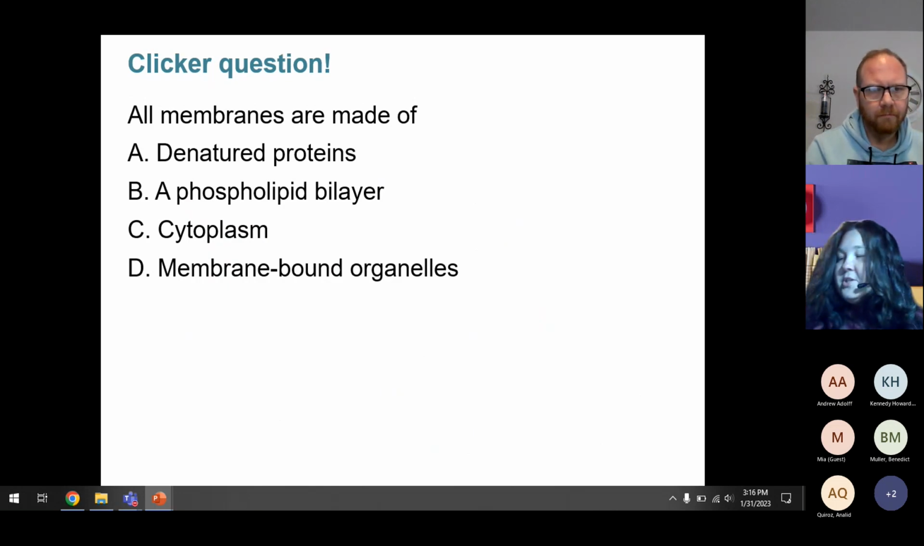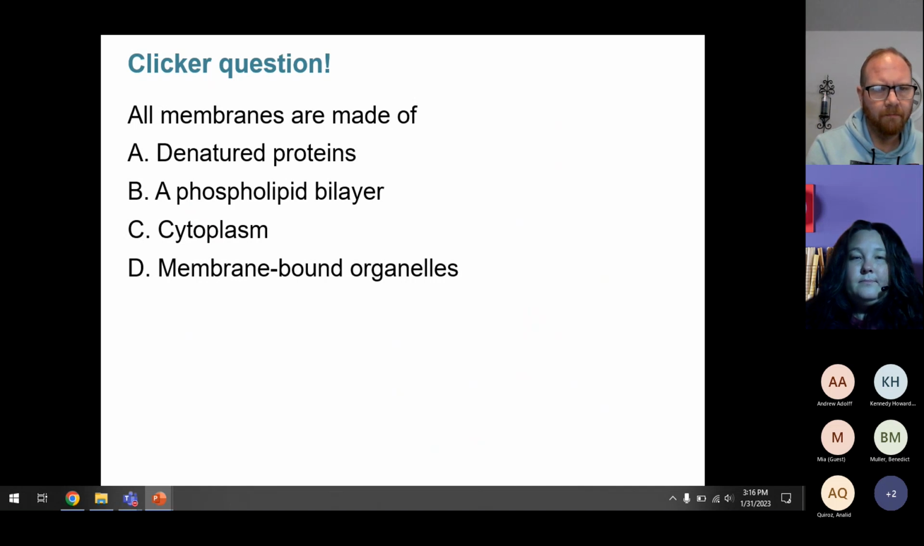Here's our next multiple choice question. Go ahead and answer in Socrative.